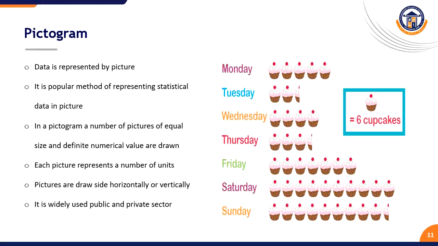Then we go for the pictogram, where the data is represented by pictures. It is a popular method of representing statistical data in pictures. In a pictogram, a number of pictures of equal size and definite numerical value are drawn. Each picture represents a number of units. Pictures are drawn side by side, horizontally or vertically. It is widely used in the public and private sector.